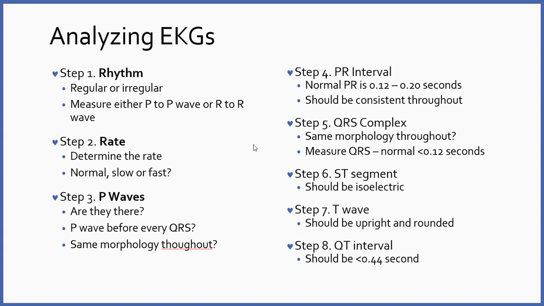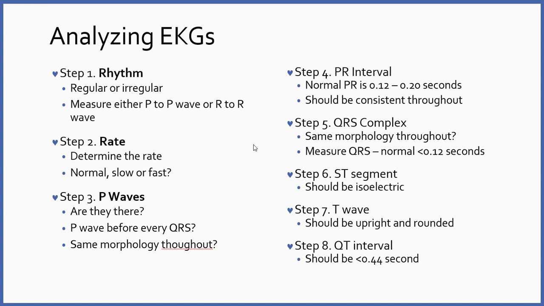You're going to measure the PR interval, and remember the PR interval is measured from the beginning of the P wave to the beginning of the QRS. Normal PR interval is between 0.12 to 0.2 seconds, and the PR interval should be consistent throughout. If it changes, then that is a problem.